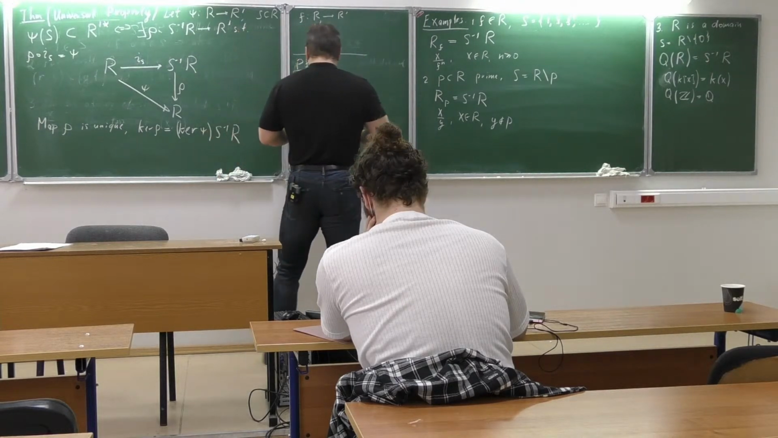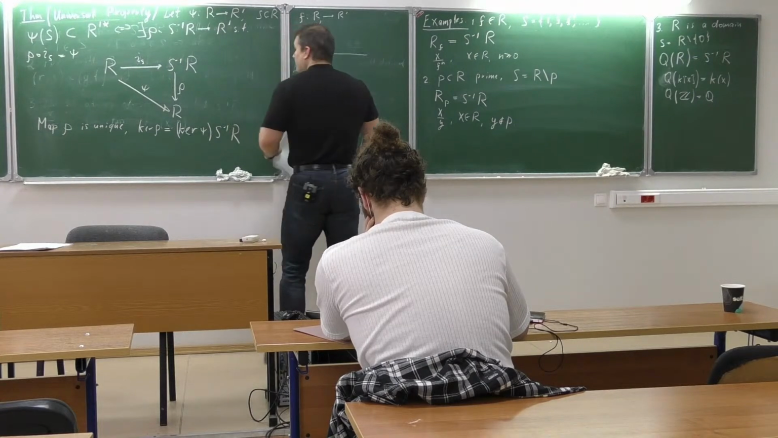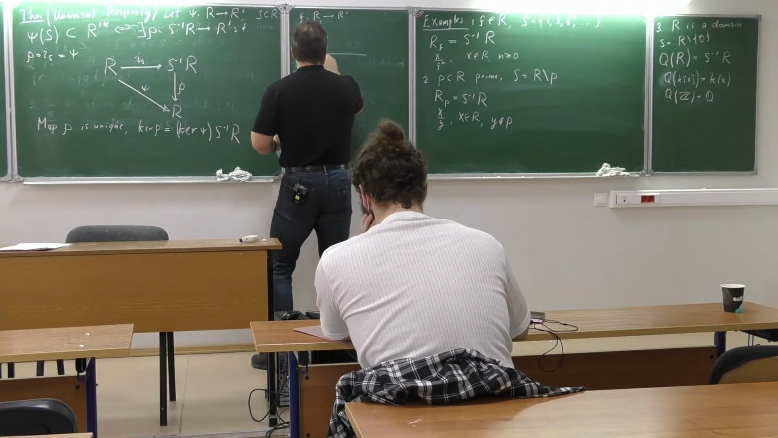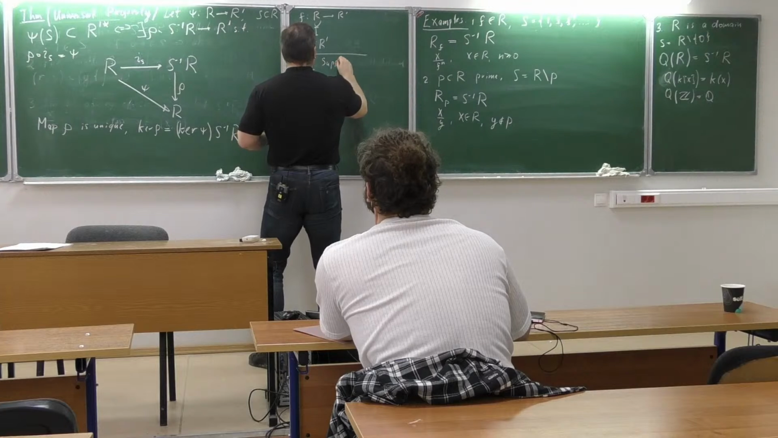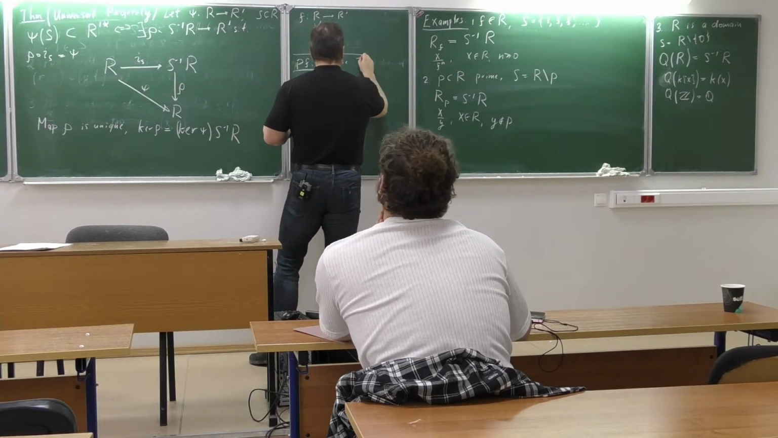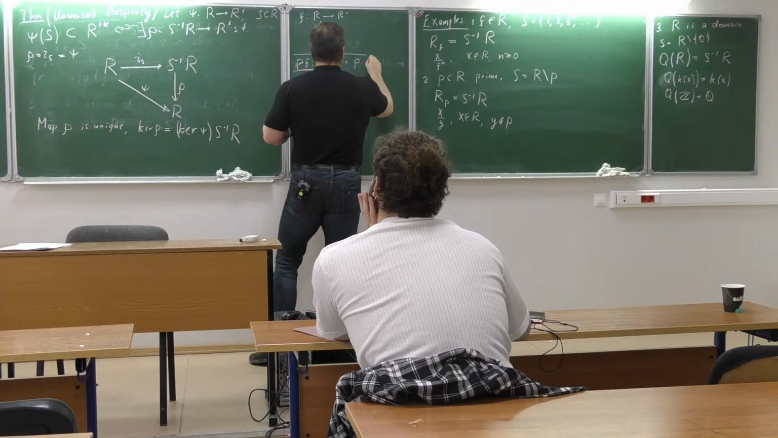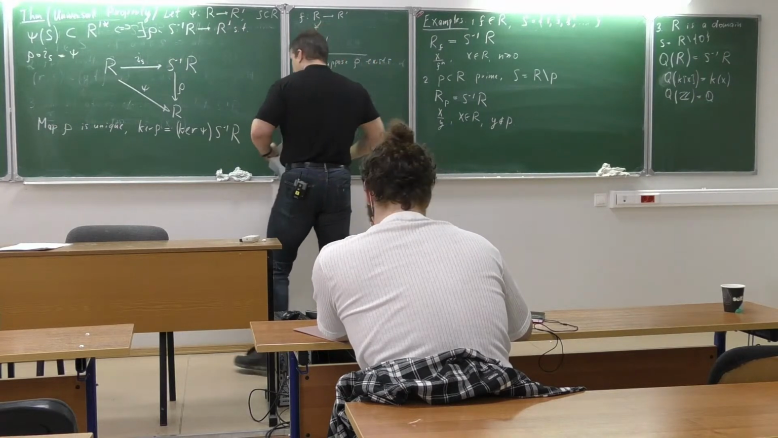Okay, so let's prove this. Well, in one direction this is completely trivial. So suppose first that map rho exists.